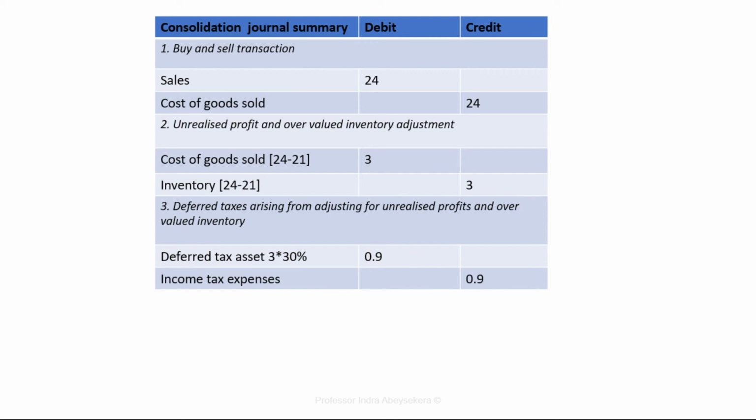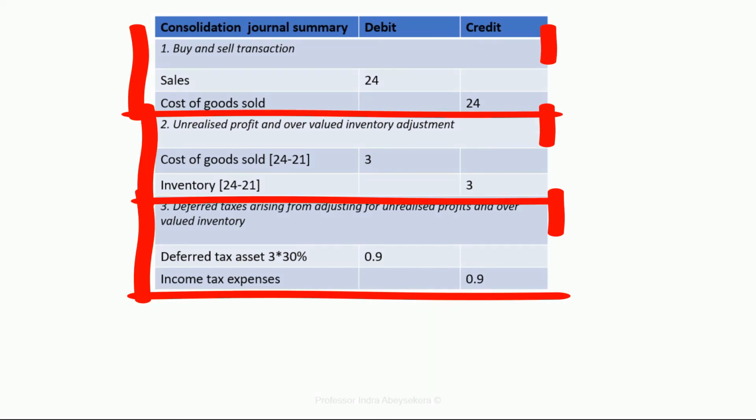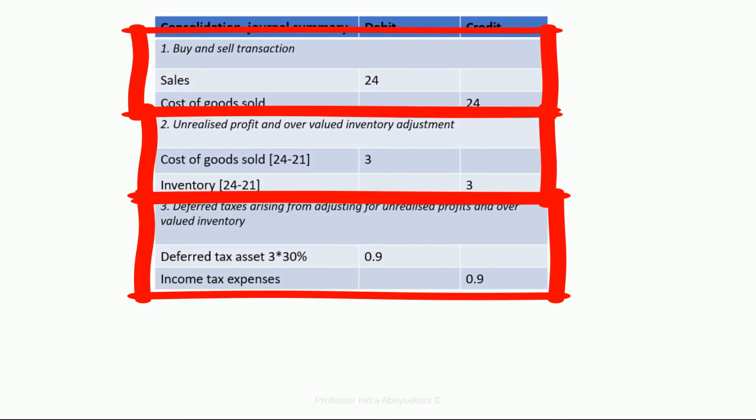So when it comes to inventory intergroup transactions, there are 3 sets of consolidation journal entries. First one is for the buy and sell transaction. Second one is for unrealized profit and overvalued inventory adjustment. Third one is for deferred taxes arising from adjusting for unrealized profit and overvalued inventory.